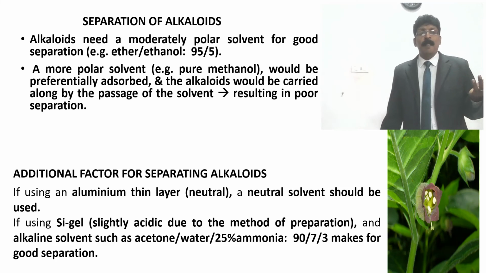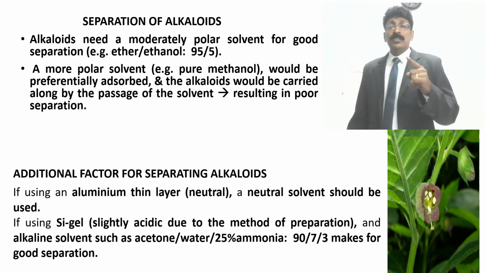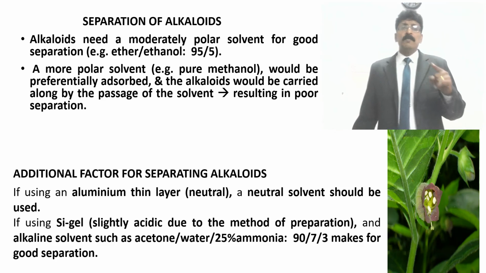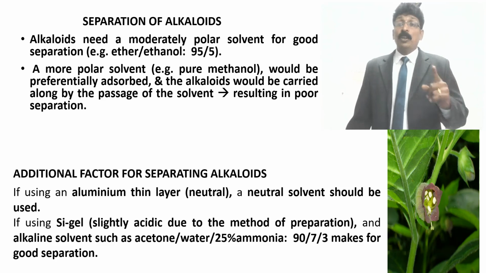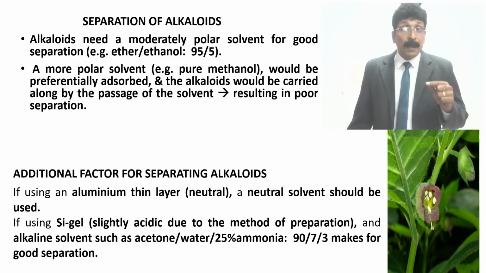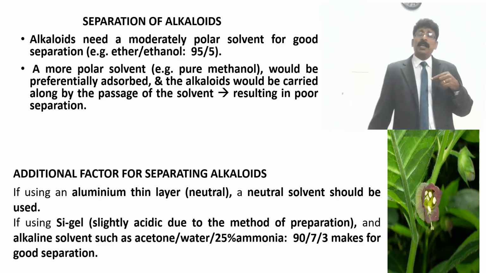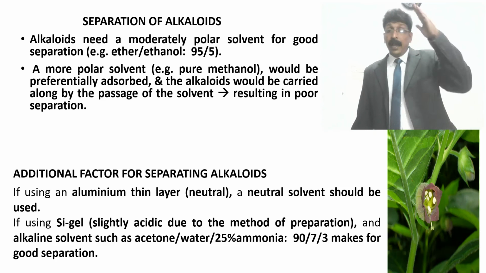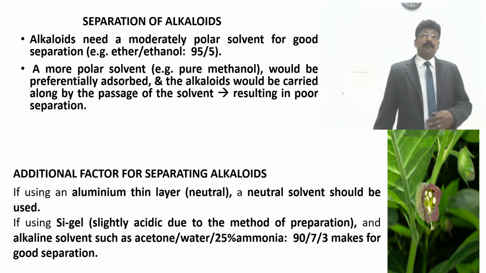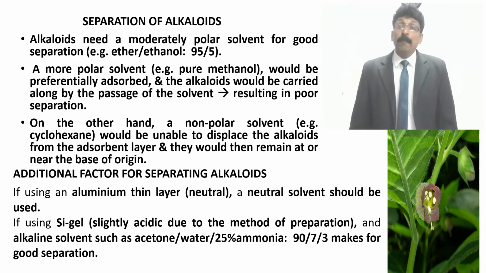With more polar solvents, for example pure methanol, the alkaloids would be preferably adsorbed and carried along with the passage of the solvent. So when you are using an isocratic solvent like methanol as the mobile phase, what happens? The separation was completely disturbed because the alkaloids were very soluble in methanol. They were taken very strongly towards the end of the line where the solvent front goes. So the Rf value determination will be very difficult, and the result is a poor separation because of the high polarity of the methanol.